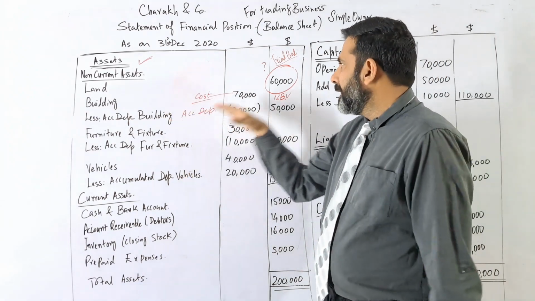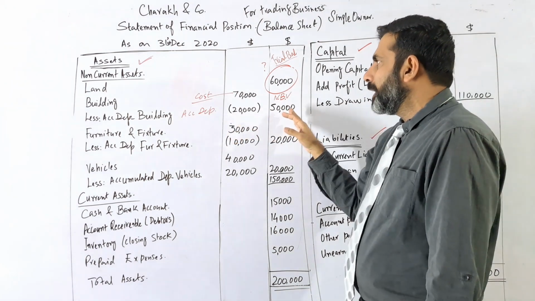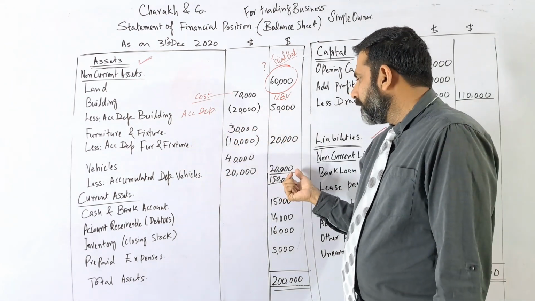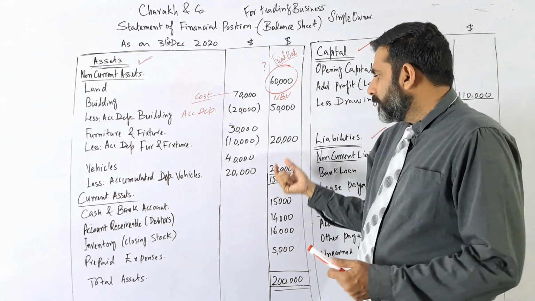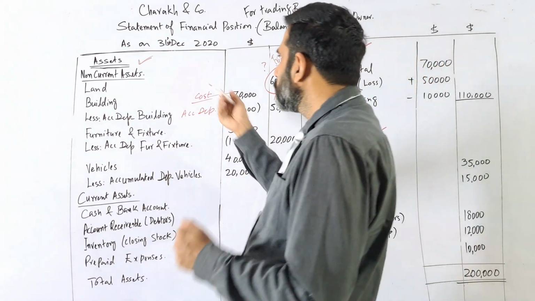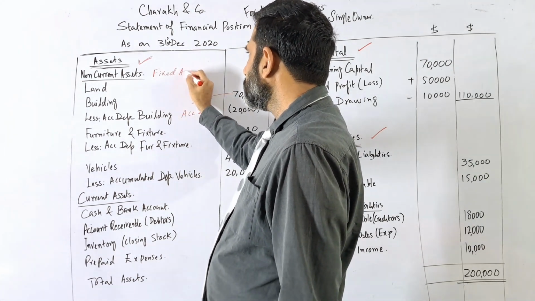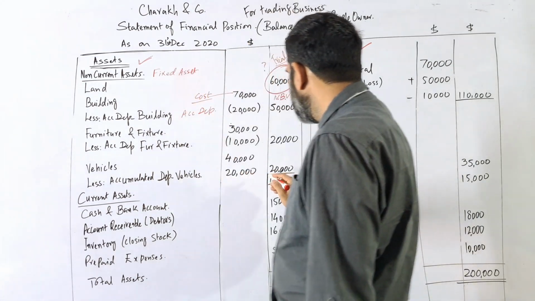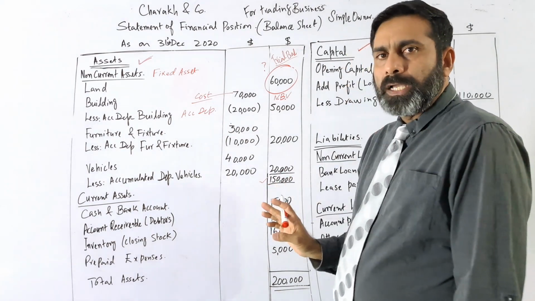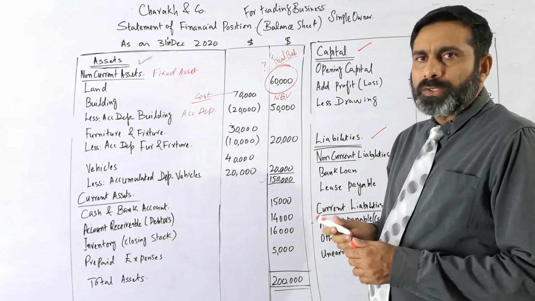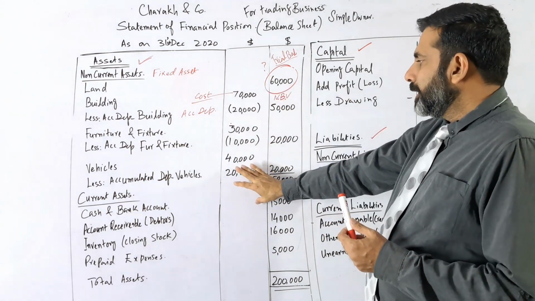So we have the land, the net book value of the building, the net book value of the furniture, and the net book value of the vehicles. If we total it, the total non-current assets, which we also call fixed assets, is how much? That is 150,000. So the total of non-current assets is 150,000. So these are the non-current assets.